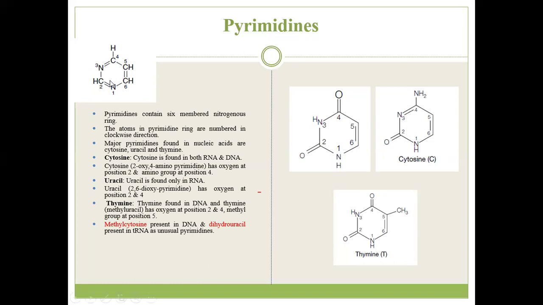This is different from purines, where the atoms are numbered anti-clockwise. Now you can see nitrogen 1, carbon 2, nitrogen 3, carbon 4, like this, in a clockwise manner. So you have these atoms numbered in a clockwise manner, and we said it has three children. These children are cytosine, uracil, and thymine.